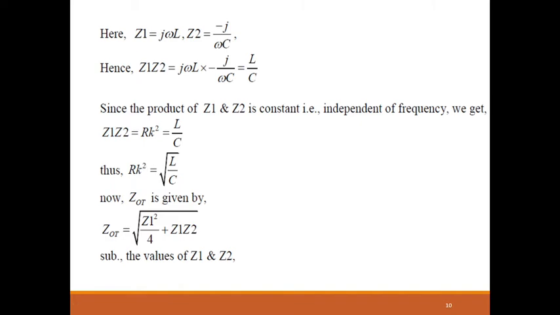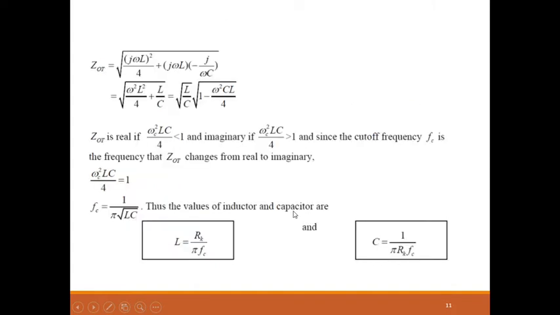We know that the equivalent impedance of the T network is denoted as Z0T. So Z0T should be equal to Z1 square divided by 4 plus Z1 into Z2, which we already saw in the expression in the last unit. Substituting the values of Z1 and Z2, it gets simplified. Z1 is j omega L, so we square it here also. Then Z1 into Z2, which we already multiplied, is L by C.